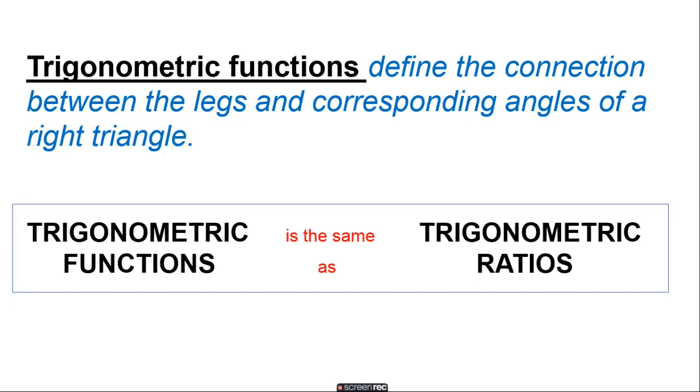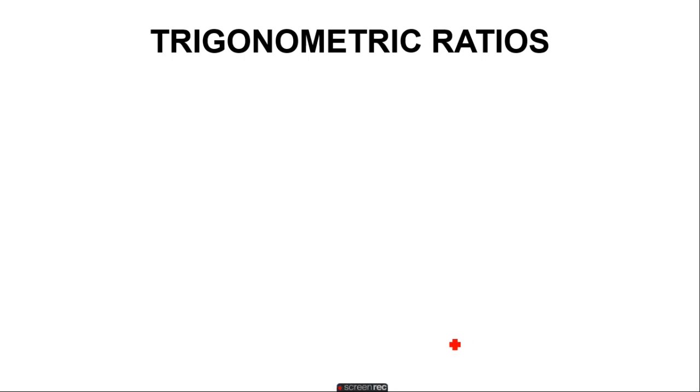Right. So what are trigonometric functions? This is defined as the connection between the legs and corresponding angles of a right triangle. When we say trigonometric functions, this is just the same as getting the trigonometric ratios of a particular angle. Now, let's talk about the trigonometric ratios. Let's go back to our idea of the trigonometric ratios.